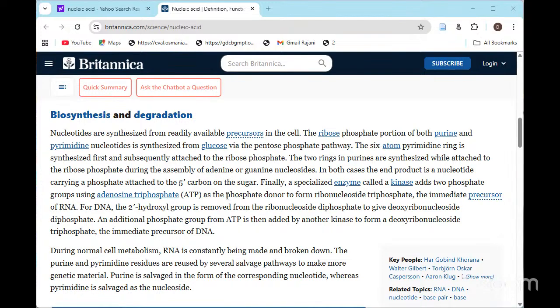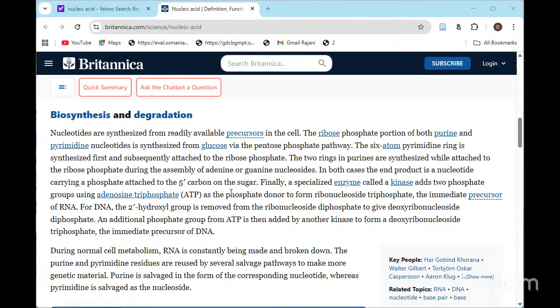Here the main important parts are the sugar, pentose, and nitrogen base, together with phosphate, which is a nucleotide. Where the phosphate is absent, with only sugar and nitrogen base, it is a nucleoside. In both cases, the end product carries a phosphate attached to the 5' carbon of the sugar.